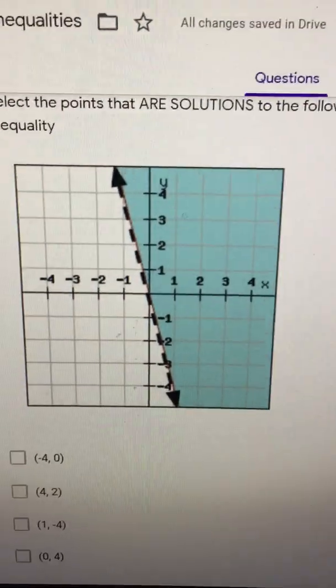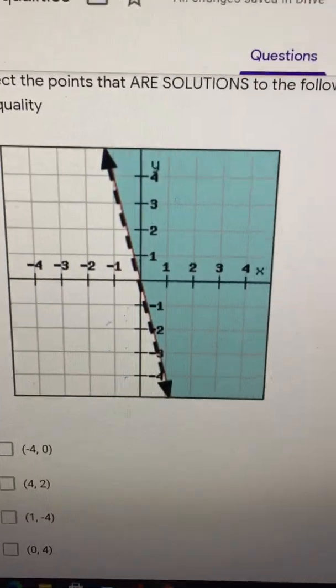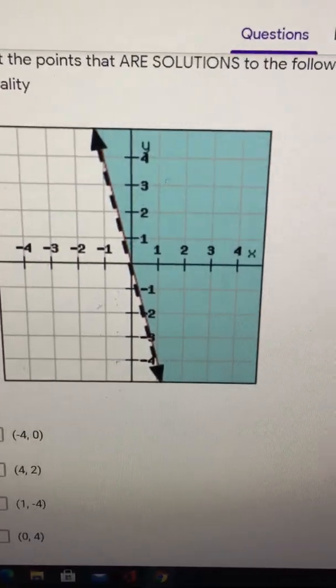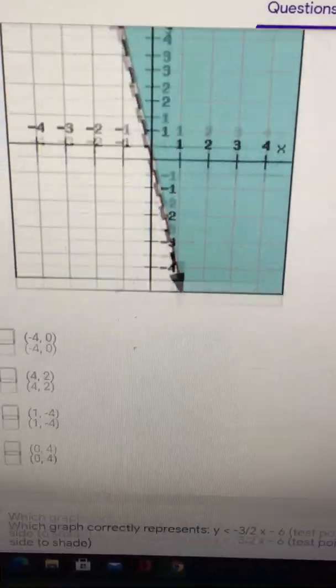So in the shade, solutions. In the white area, not solutions. On a dashed line, not solution. On a solid line is a solution. Okay, let's go look at the next one on the warm-up.